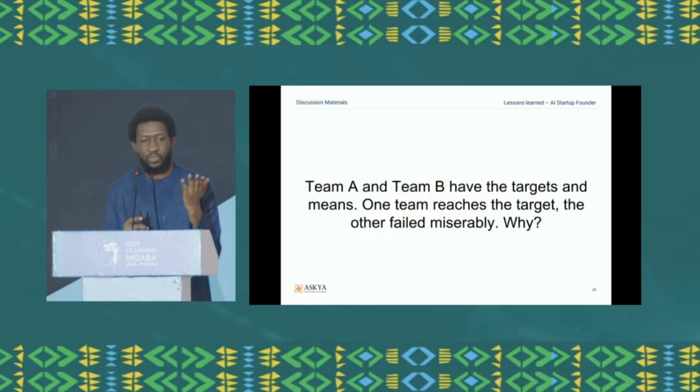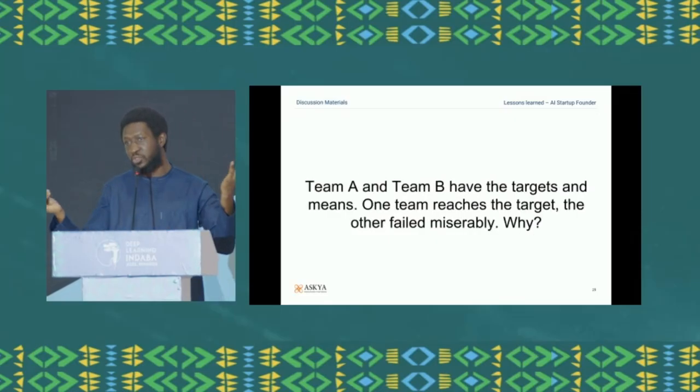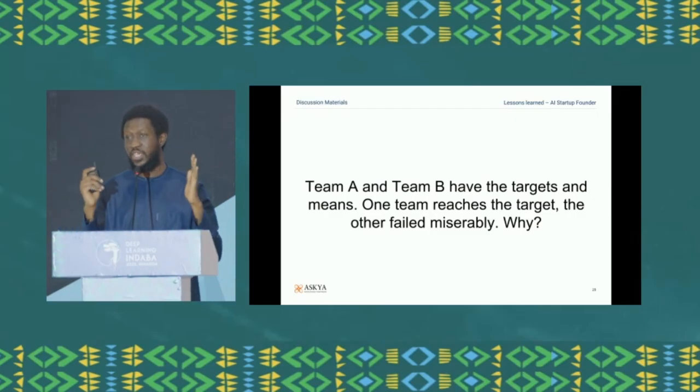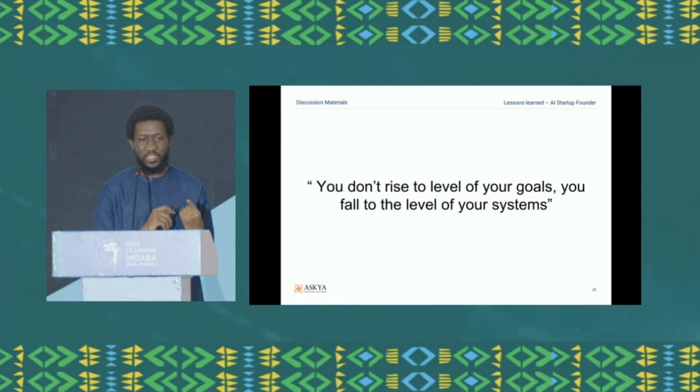So I'm going to ask a question. We have two teams, Team A and Team B. They have the exact same targets and means. One of them reaches the target and the other miserably fails. What happened? Most likely, one of them is more structured and has a better plan. And here is the answer: you don't rise to the level of your goals. You fall to the level of your systems.